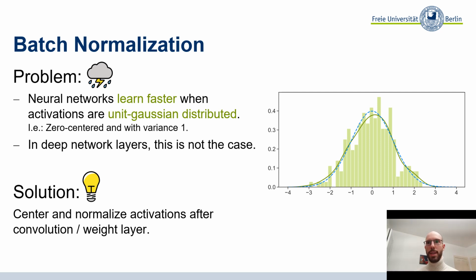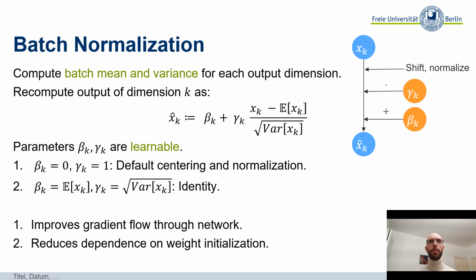I'm not sure you already did this in your past exercise, but normally what people do anyway is that they center and normalize the inputs that they feed to the entire network. And the idea now is to do that, but not just at the input for the entire network, but to do that for the inputs of each intermediate layer. And that's what batch normalization does.